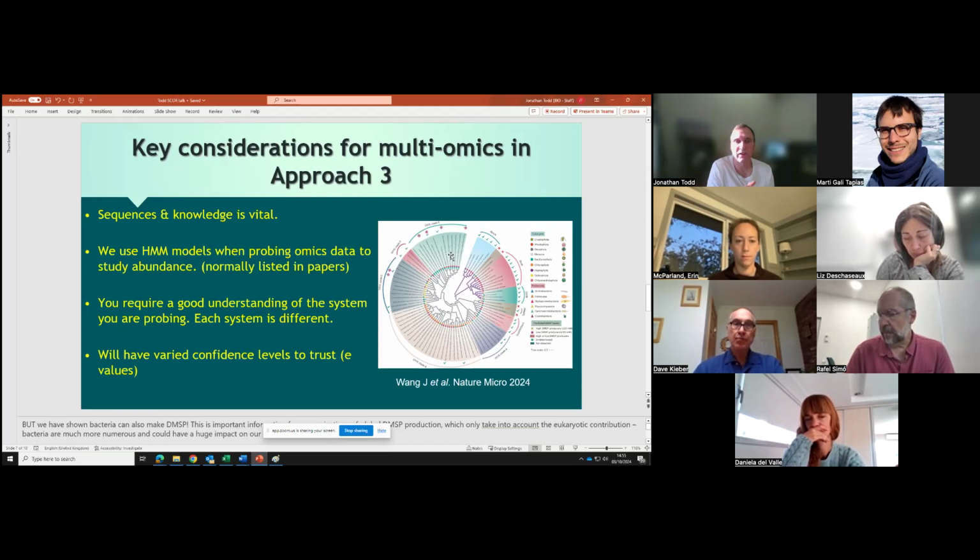The way that we do that is we take characterized protein sequences that we know have that enzymatic activity, and we make something known as a hidden Markov model. So it basically gives an appreciation of what is known to be functional.